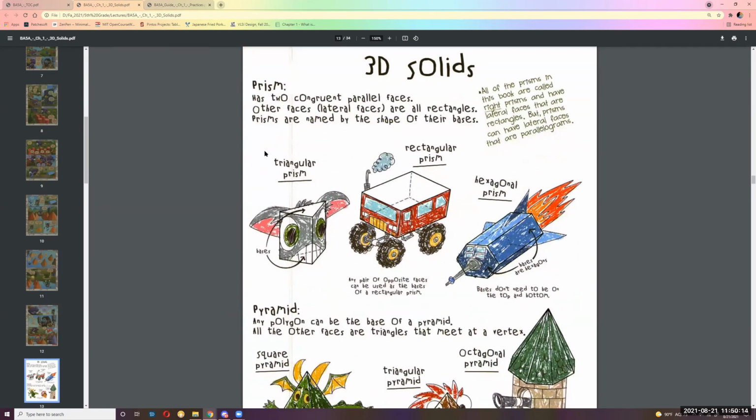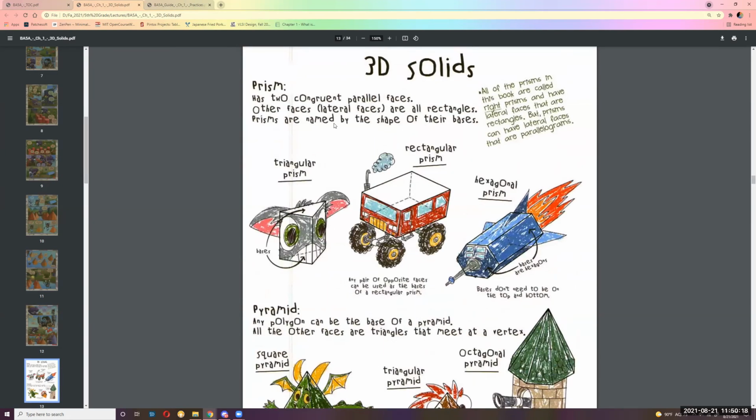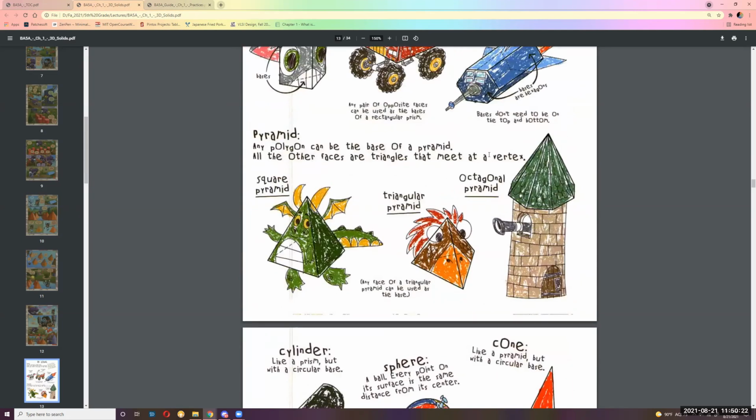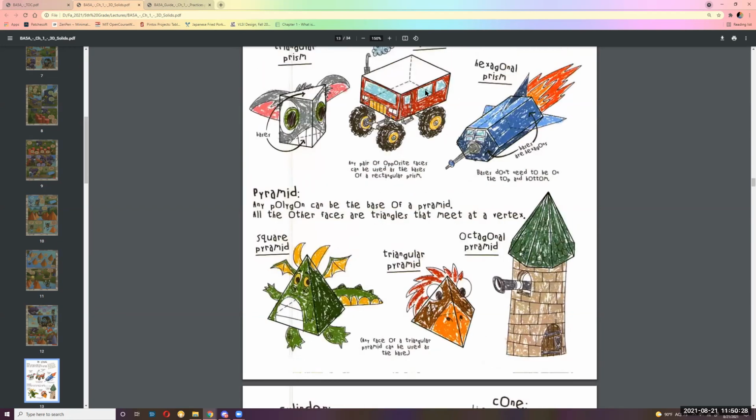So we have them hop around and have some fun. All right, so that kind of concludes our second chapter. And then you can have some fun reading through the different prisms here that they use to make different looks, like transportation vehicles, like a spaceship, a nice little truck. These look like houses, kind of.